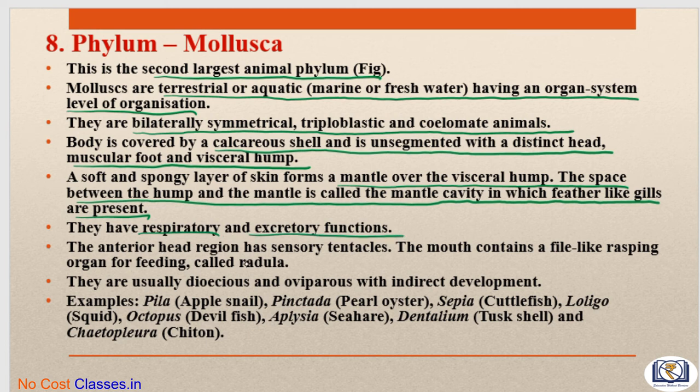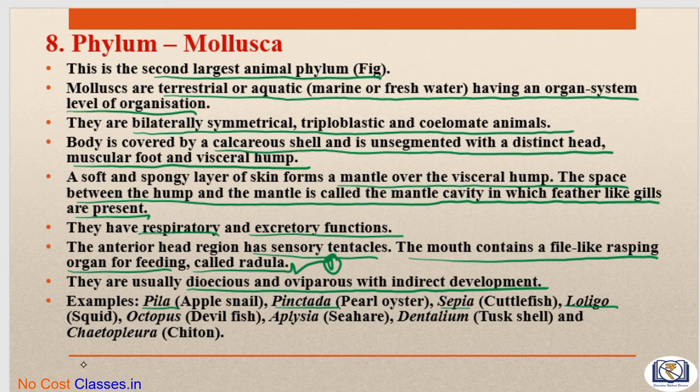The anterior head region has the sensory tentacles. The mouth contains a file-like rasping organ for feeding, that's called the radula, important specifically for this phylum. They're usually dioecious, oviparous, with indirect development. Examples: Pila, apple snail, Lamellidens, pearl oyster, Sepia, Loligo, many more we have here, Octopus. Then you will look into this part, beta.